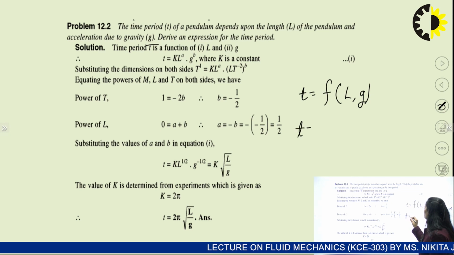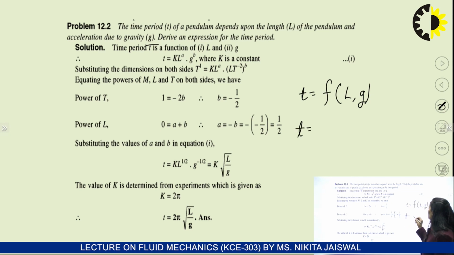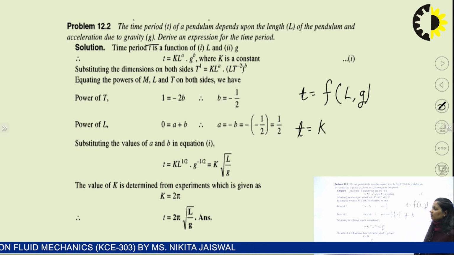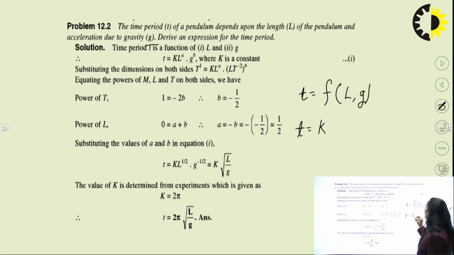The next step for solving this kind of question is to simply convert it into the form of a Rayleigh equation, which involves a dimensionless constant k. You can write it as k or c, whatever you want. I am taking it as k. Then in brackets you can write L with an exponent a, multiplied by g with an exponent b, where k is obviously a constant. Now you have formulated an equation, and you need to figure out what these exponents a and b are.